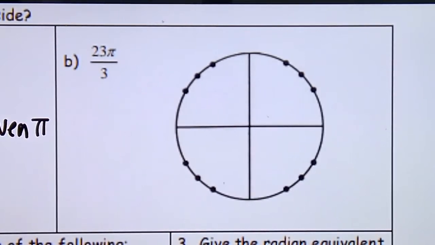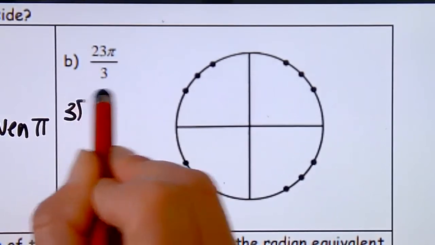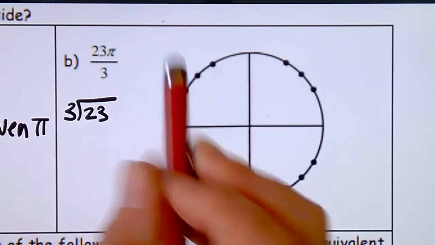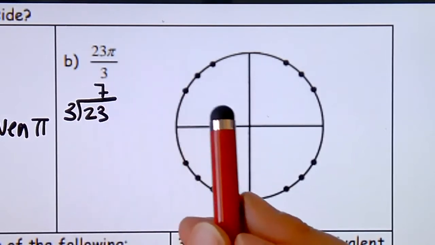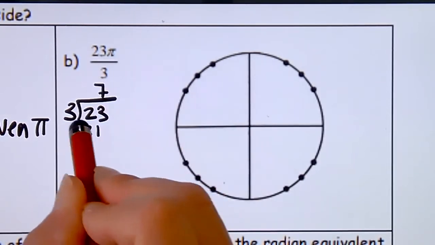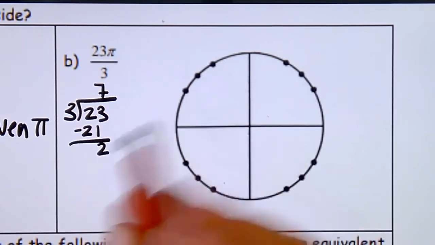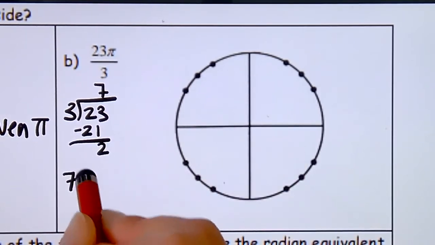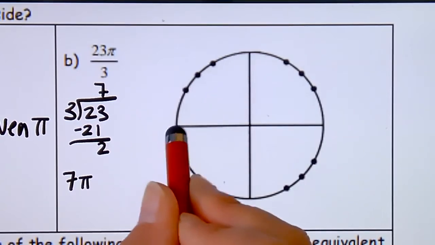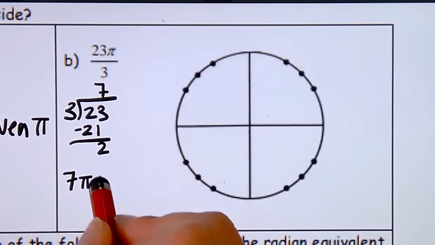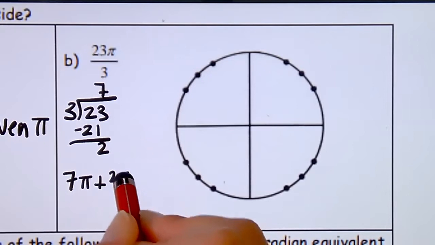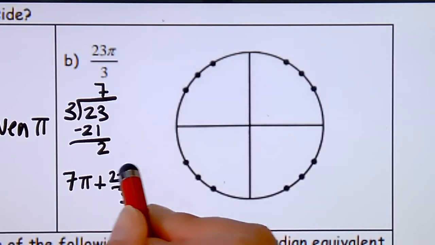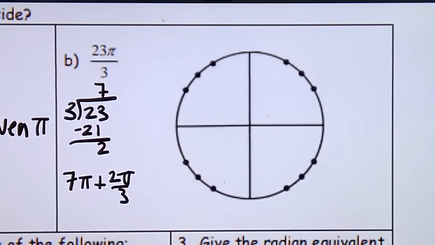I'm going to take 3 into 23. It goes in 7 times evenly, okay, with a remainder of 2. So what that means is I'm going to go a whole 7 pi, which is going to put me over here to this side, and then I have 2/3 or 2 pi thirds more to go. Okay, so this is how I think about it.